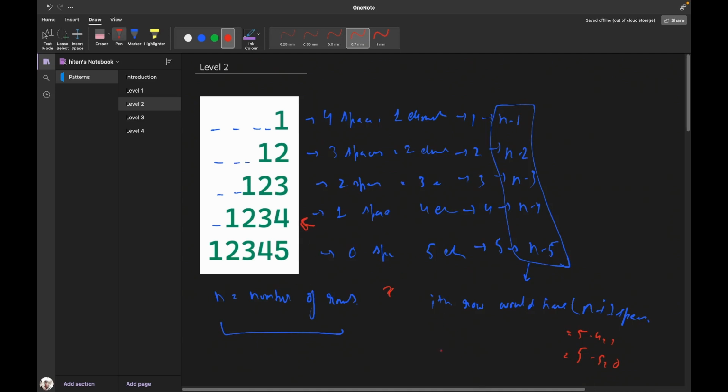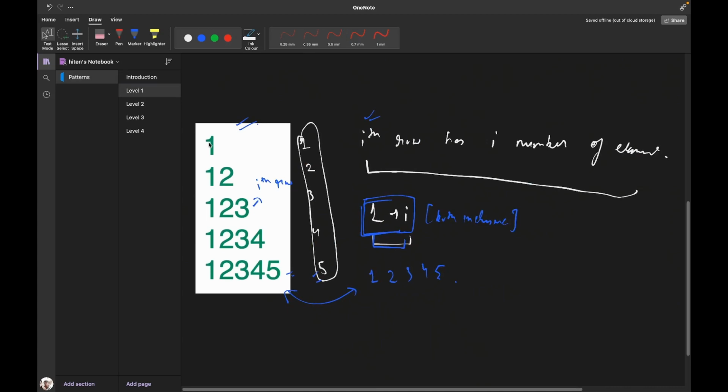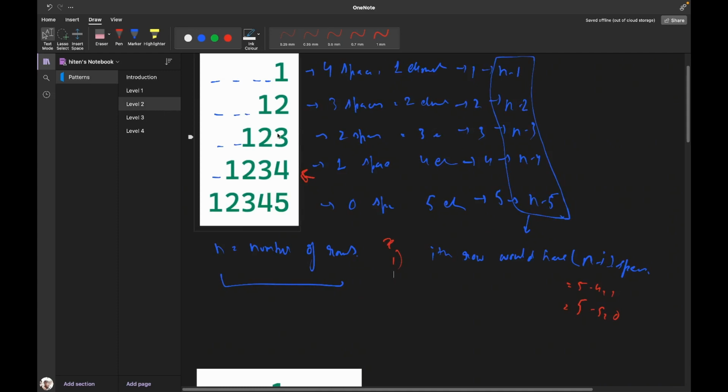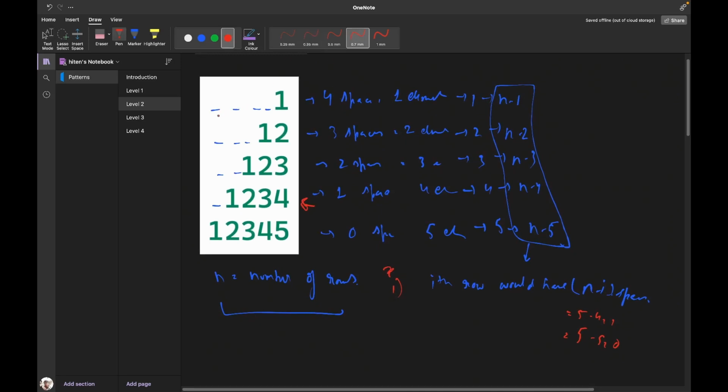Now we have found the relationship between the number of spaces and the rows. Now we have to find the relationship between the number of elements and the row. If you look closely at the pattern, it is following the same sequence as the previous question, where we were printing the numbers from 1 until i. We will do the same, but we have to print these numbers after printing the spaces, because while analyzing this pattern we found that spaces are printed first, then the elements. So we have to print the spaces first, followed by the sequence.